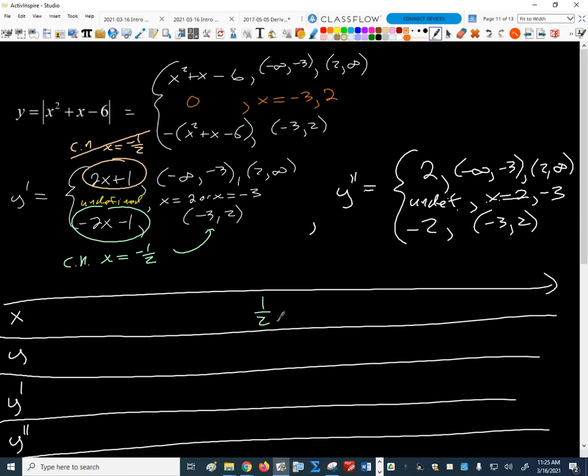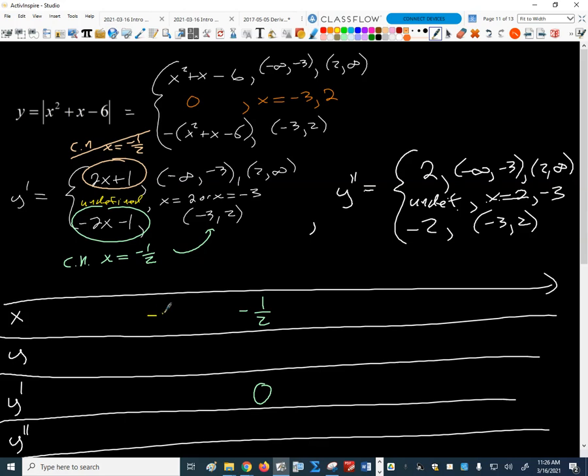So we get -1/2 is a critical number. It's where y prime is equal to 0, okay? Because we have to be in this part of the domain, right? That works. What other critical numbers did we get? Type them in chat. What other critical numbers? Remember, critical numbers exist where the derivative is equal to 0 or where it's undefined, right? Okay, good. So we get -3 and 2 then, don't we? Because that's where my derivative is undefined.